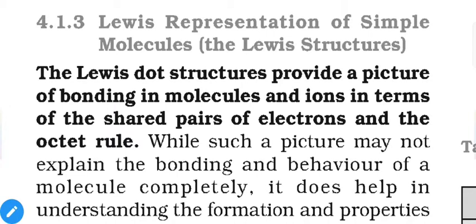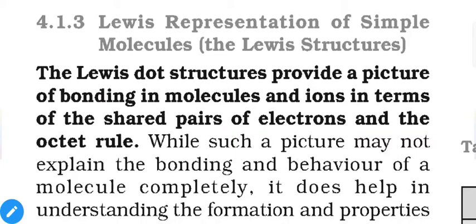As mentioned earlier, we already discussed the symbolic representation of atoms according to Lewis representation, and now we will discuss molecules. That means how we can arrange valence electrons in molecules in which we have more than one atom. The Lewis dot structure provides a picture of bonding in molecules and ions in terms of shared pair of electrons and the octet rule. So keep in mind shared pair of electrons and the octet rule. We have to fulfill both of the conditions.